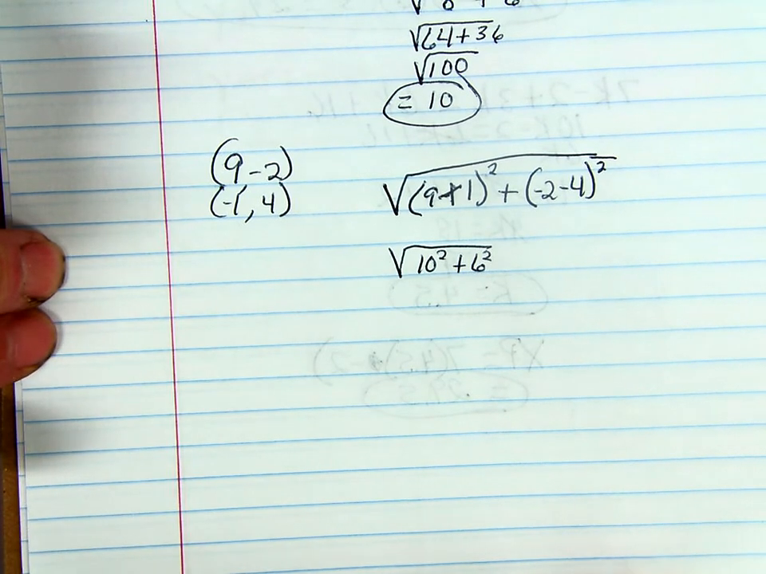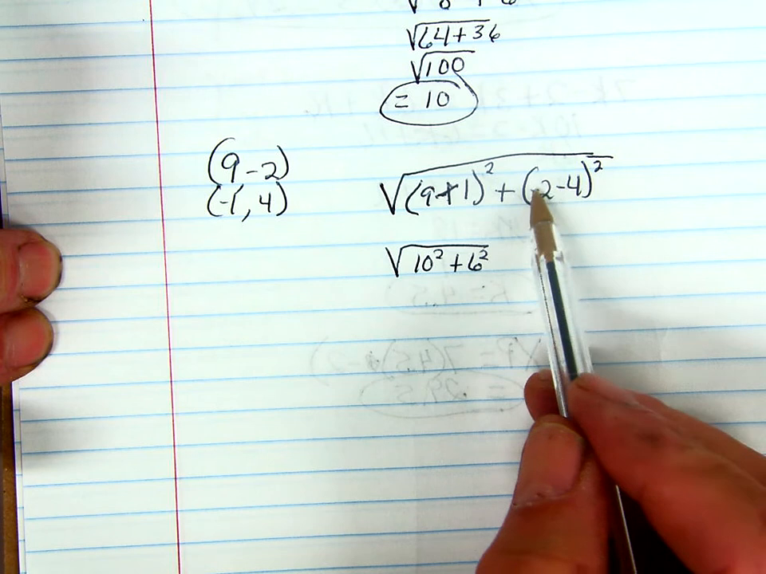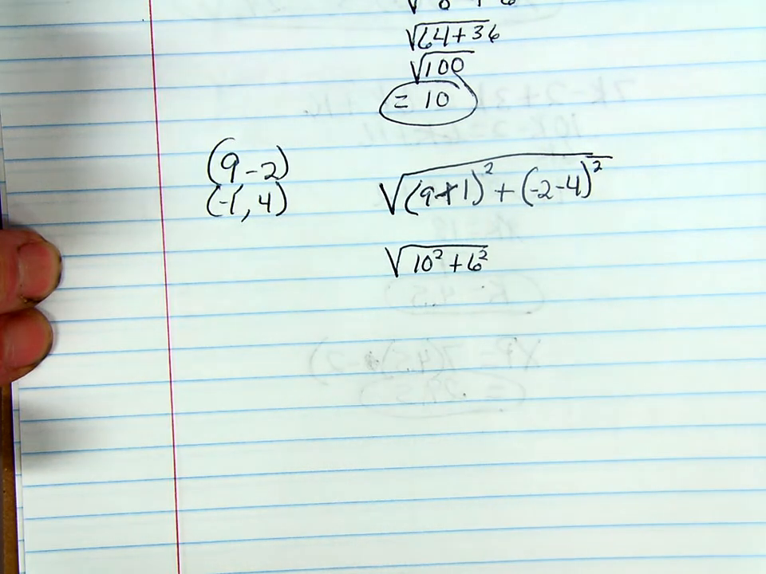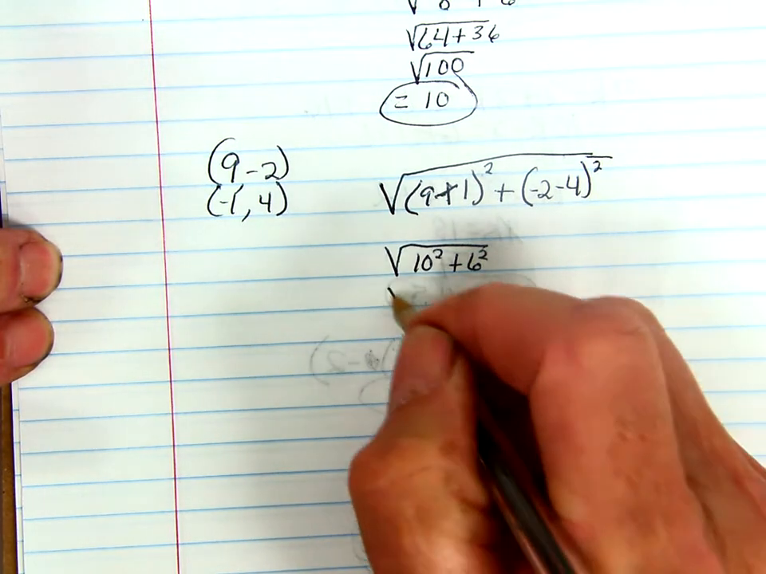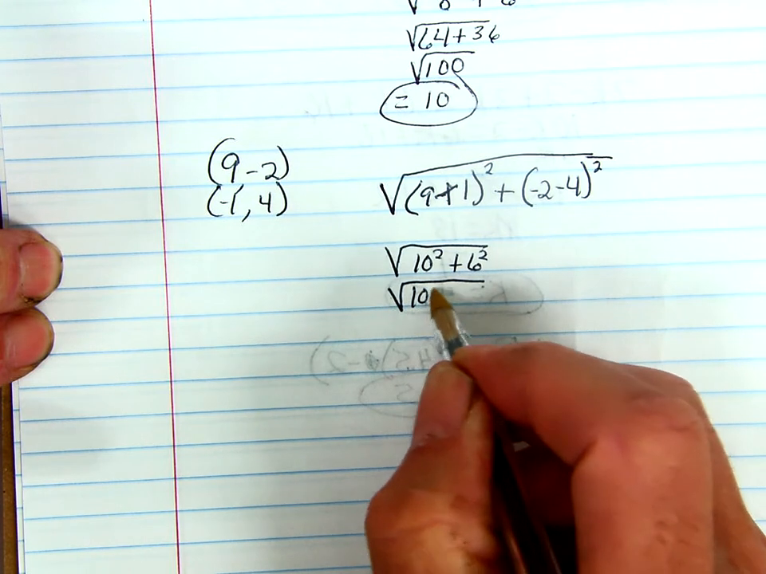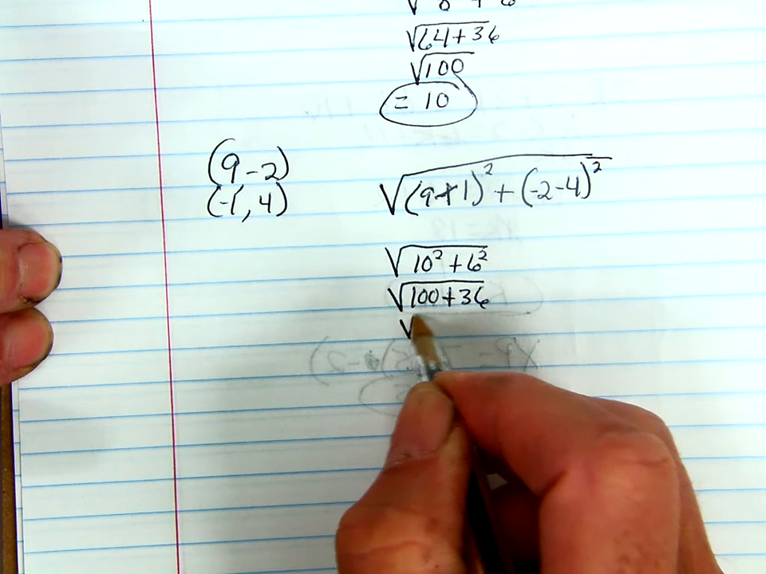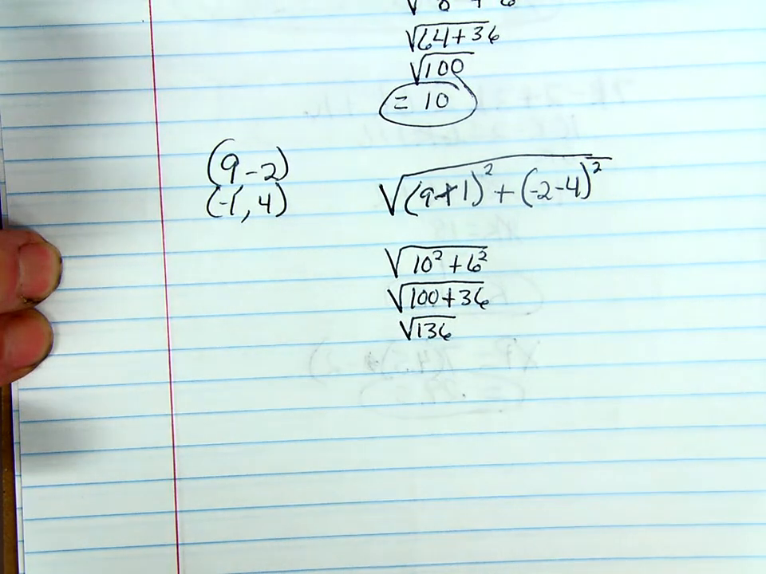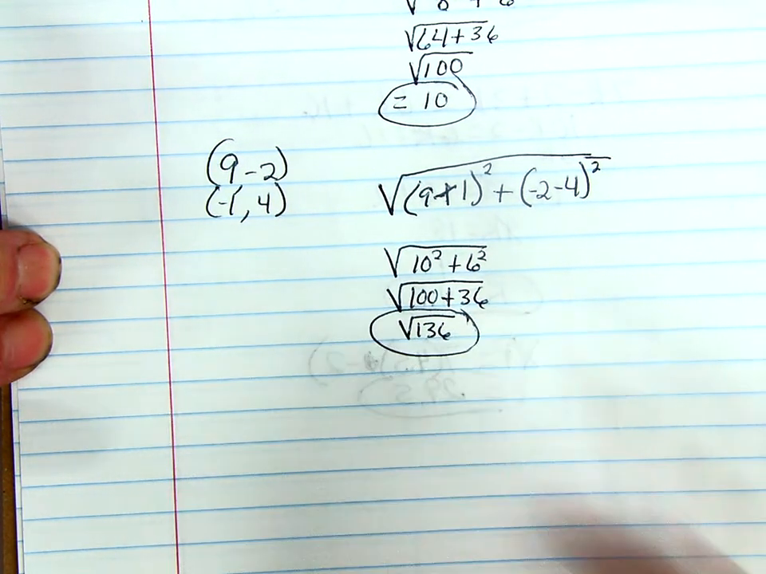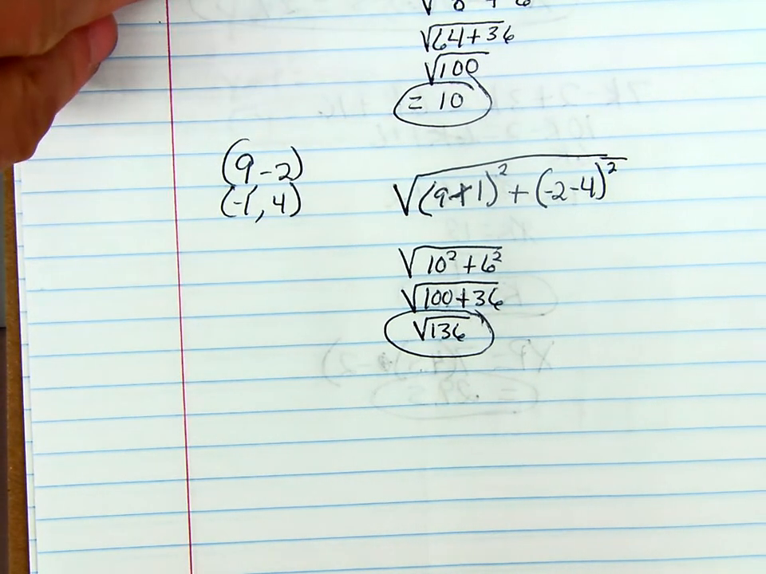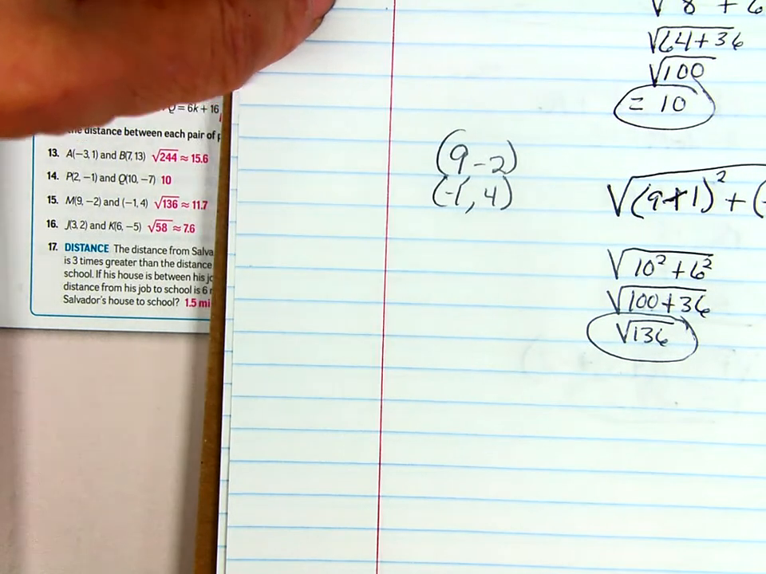Negative 2 minus 4 gives you negative 6. So we're just going to write it down as positive 6 since it's getting squared. 10 times 10 is 100. 6 times 6 is 36. 136. That is not a perfect square, so that's the answer. If you work that out as a decimal, it'd be 11 point something. Let's see, 11.7.